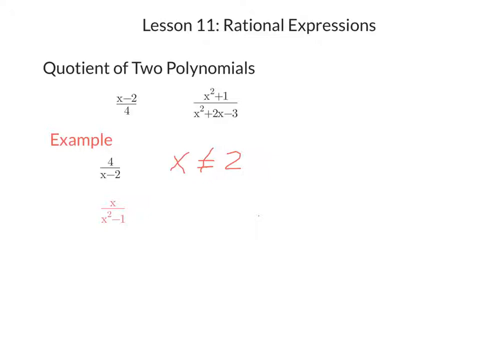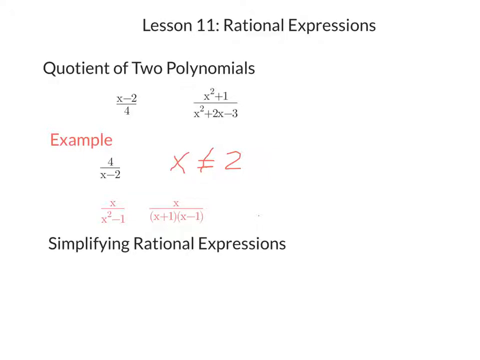So let's look at another example, x over (x squared minus 1). Where is the denominator x squared minus 1 equal to 0? If we factor x squared minus 1, we get x over (x plus 1) times (x minus 1). So the denominator is going to be 0 if x is equal to 1 or minus 1. Those are the two values that x cannot be. So the domain for this expression is all real numbers except x equals plus 1 and x equals minus 1.